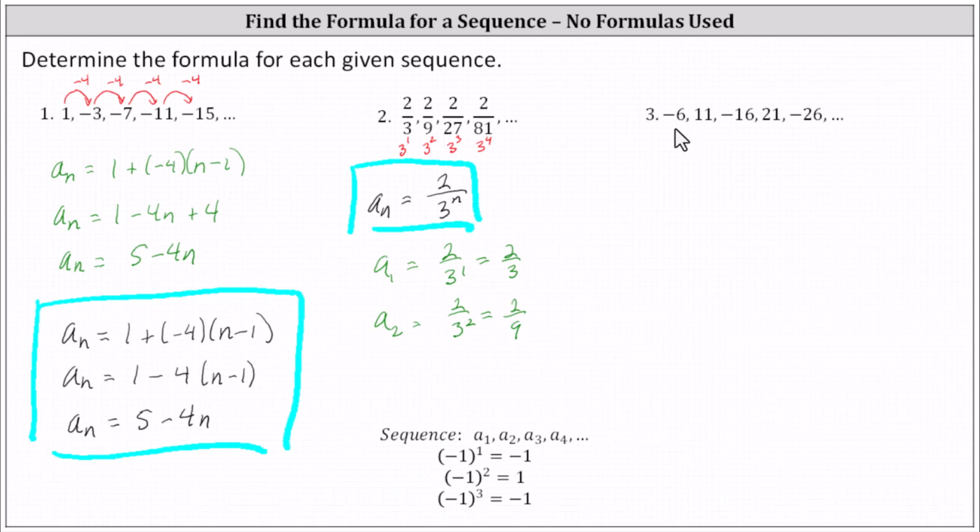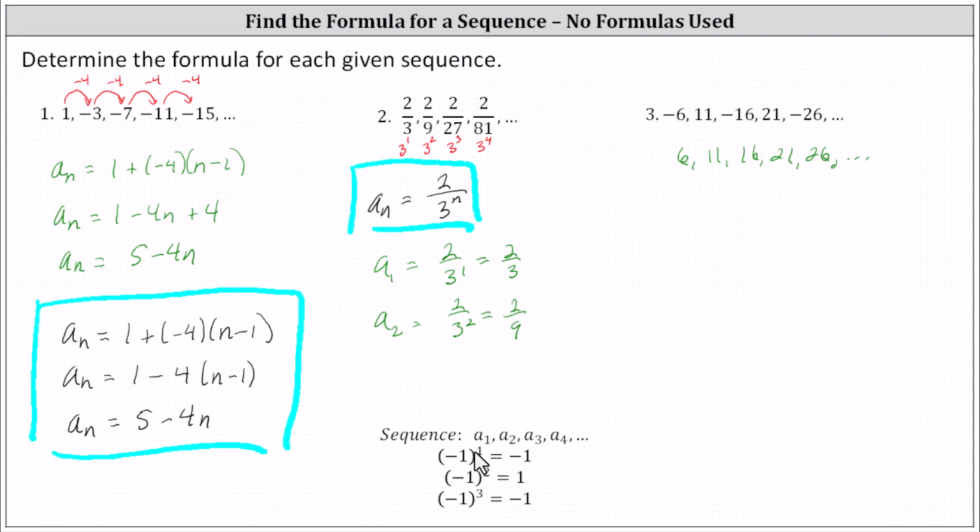Notice the terms alternate sign. We have a negative, a positive, a negative, a positive, a negative, and so on. Whenever we have an alternating sequence, it's often helpful to first consider the related non-alternating sequence. So let's begin by considering 6, 11, 16, 21, 26, and so on. If we can find the formula for this sequence, we can modify the formula so that we get the given sequence, which will involve raising negative 1 to a power of n, or n plus 1.